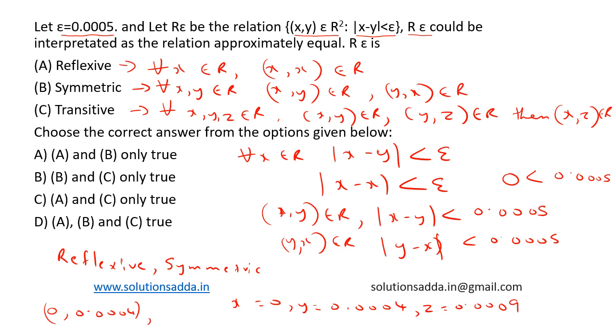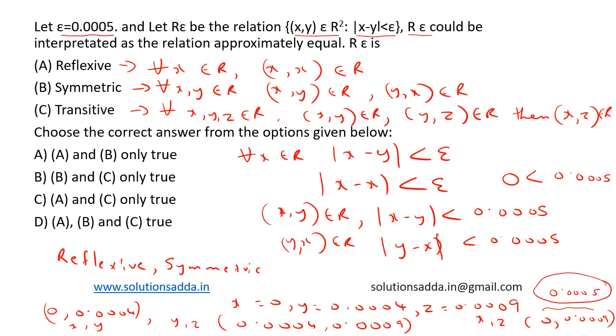Then this is (x, y). Now let's consider (y, z), that is (0.0004, 0.0009). This difference is also not more than 0.0005, so this is also belonging. But let's consider the pair (x, z), that is (0, 0.0009). This means that the difference is not less than 0.0005. So this relation is not transitive.